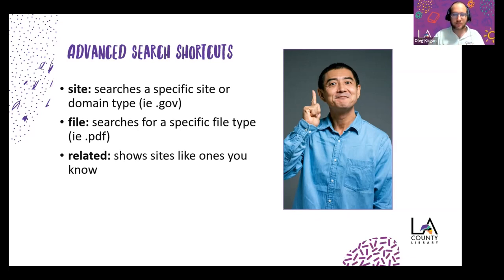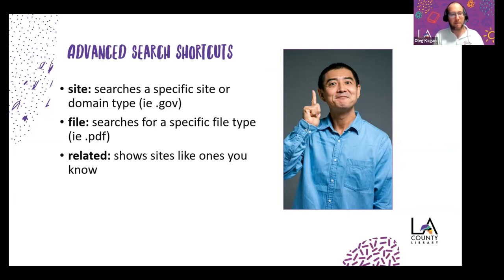You can also search, and this is a really interesting feature that I don't use that much, and I've never really even used in the wild until I learned about it recently. It doesn't work that well, except for very specific cases, and that is the related search. So Google uses its vast AI and algorithm knowledge to help you find sites that are related to other sites.